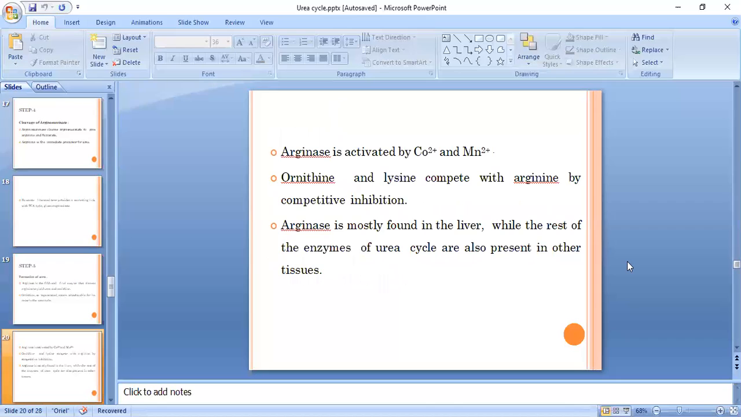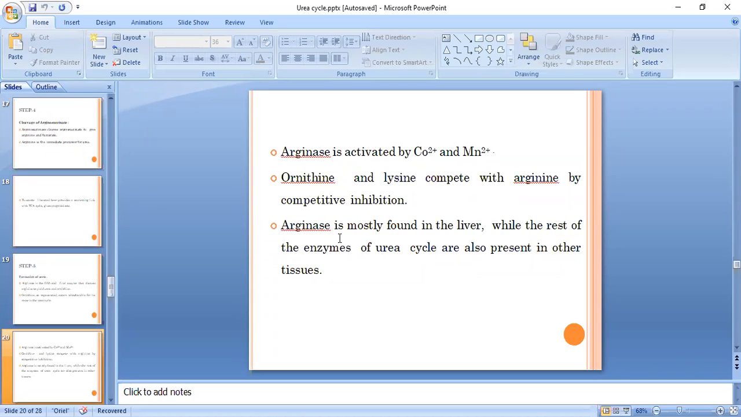So this arginase, the enzyme for the production of urea, is activated by some cofactors. Those cofactors are nothing but Co2+ and Mn2+. And ornithine and lysine will be competing. So here, arginine is very much essential for the formation of urea. Ornithine and lysine are also there, which are competing with arginine and they are showing competitive inhibition. So this enzyme arginase is activated by cofactors Co2+ and Mn2+, and they are actively competing with certain amino acids such as ornithine and lysine.